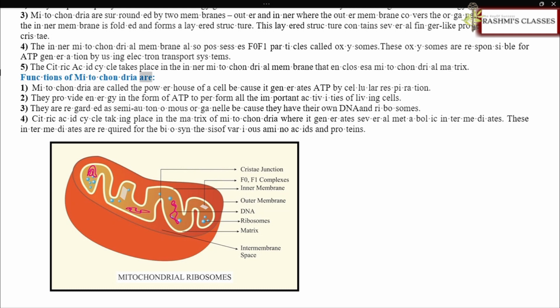Functions of mitochondria are: mitochondria are called the powerhouse of the cell because they generate ATP by cellular respiration. They provide energy in the form of ATP to perform all the important activities of living cells. They are regarded as semi-autonomous organelles because they have their own DNA and ribosomes. The citric acid cycle takes place in the matrix of mitochondria, where it generates several metabolic intermediates. These intermediates are required for the biosynthesis of various amino acids and proteins.